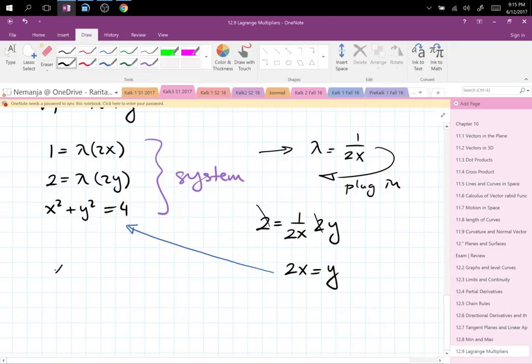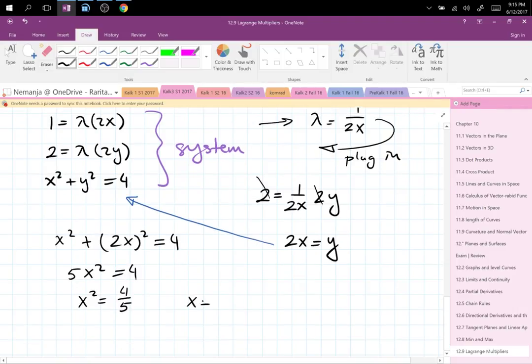And I have that x squared plus, instead of y, I'm writing 2x, and I'm squaring that, equals 4. So that's 5x squared is equal to 4. X squared is equal to 4/5. So x is equal to plus minus 2 root 5 over 5 when you solve this. Now I have that y is equal to 2x, so y is equal to plus minus 4 root 5 over 5.